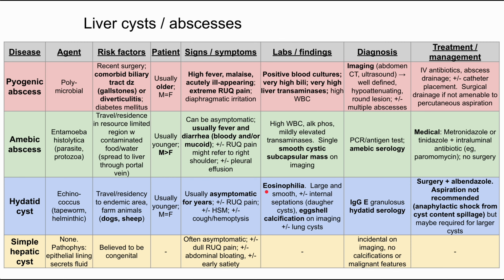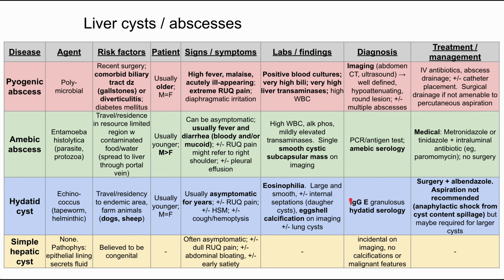Labs and findings, you'll have eosinophilia. Here it is a helminthic infection. You'll have a large and smooth cyst. It might have internal septations. This is essentially daughter cysts, which refer to the same thing. It's like splitting amongst itself, internal septations. You can also see eggshell calcifications on imaging. And as I mentioned, you can also have lung cysts that could cause cough and hemoptysis as well.